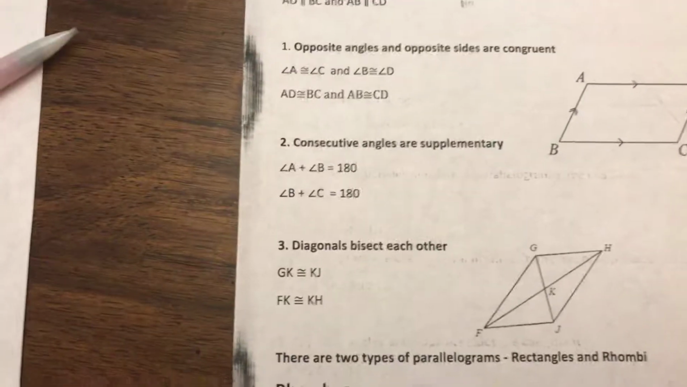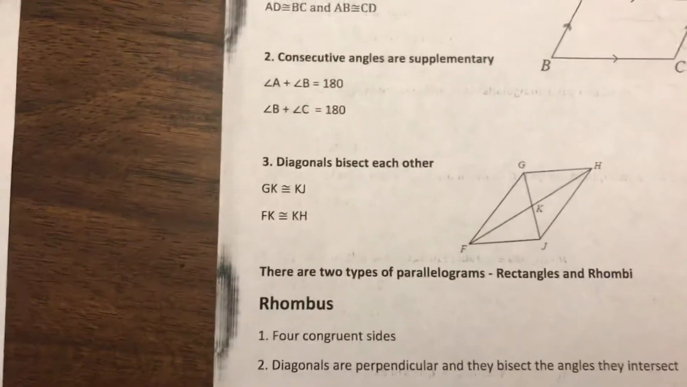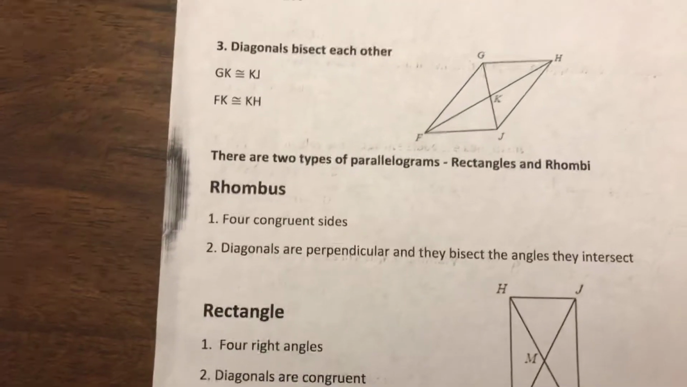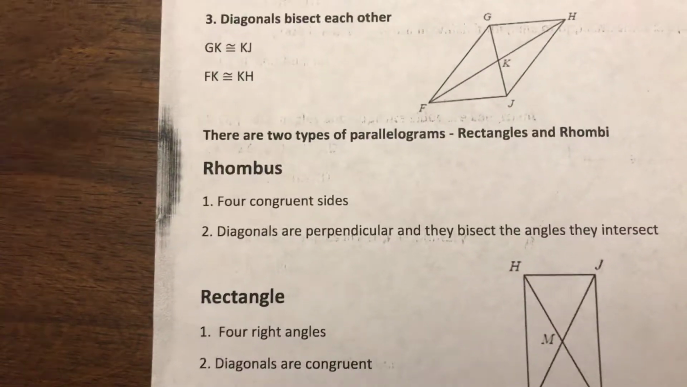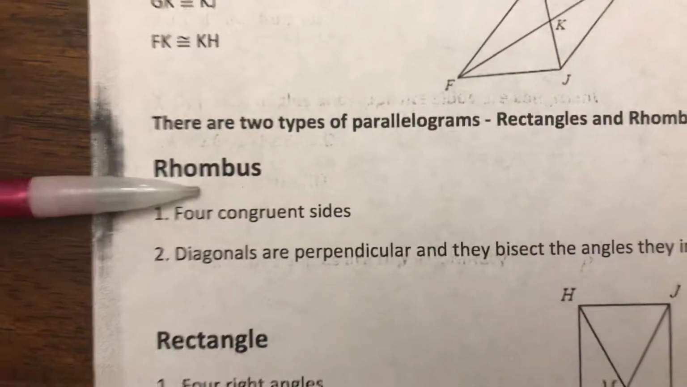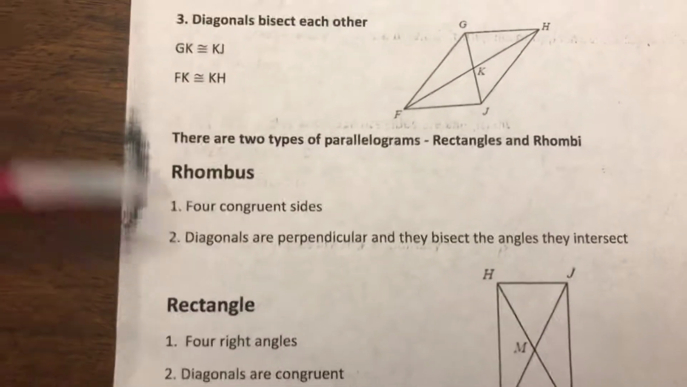So the three subcategories are parallelograms, rhombus, and rectangle. Rhombus and rectangle, they're both parallelograms, so they have all of the characteristics of a parallelogram, but they have different characteristics from each other. So the main thing to remember about a rhombus is that it has 4 sides that are congruent. And then its diagonals are perpendicular.